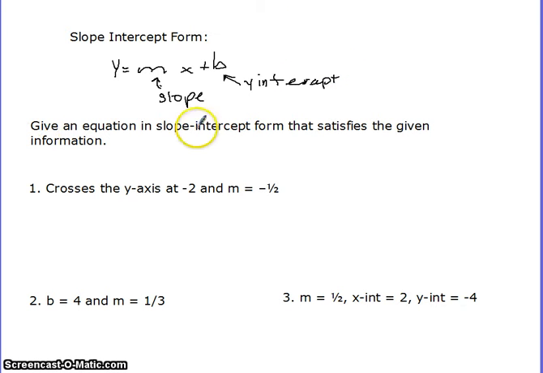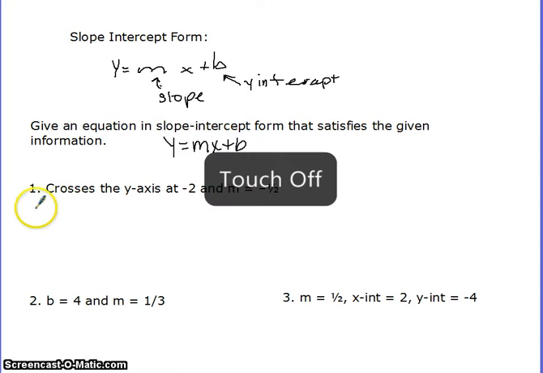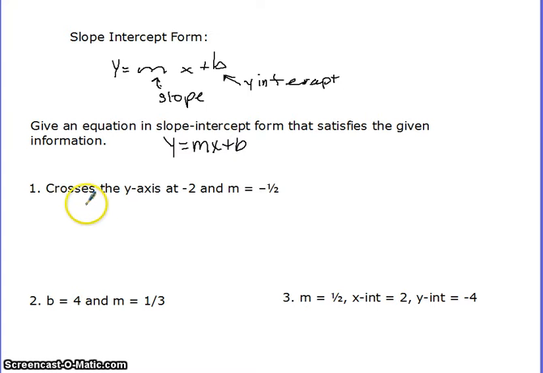So it says give an equation in slope-intercept form, so that's y equals mx plus b, for the form that satisfies the given information. So crosses the y-axis, well that tells you that's your y-intercept, that's your b, and m is 1/2. So when I substitute those numbers into slope-intercept form, y equals mx plus b, that tells me that y equals, my slope is negative 1/2 x minus 2.